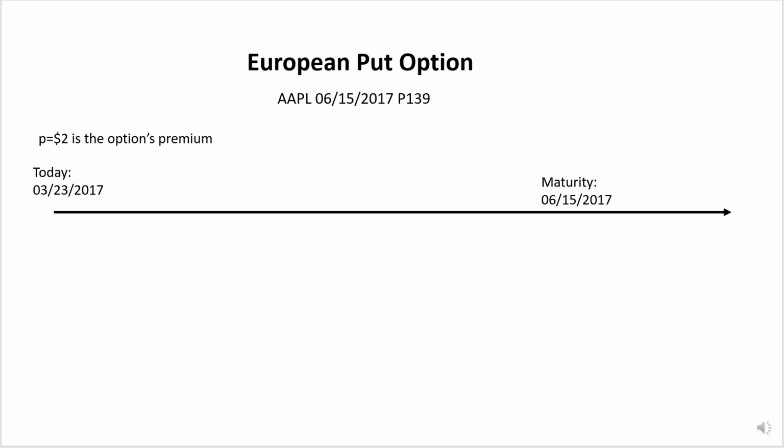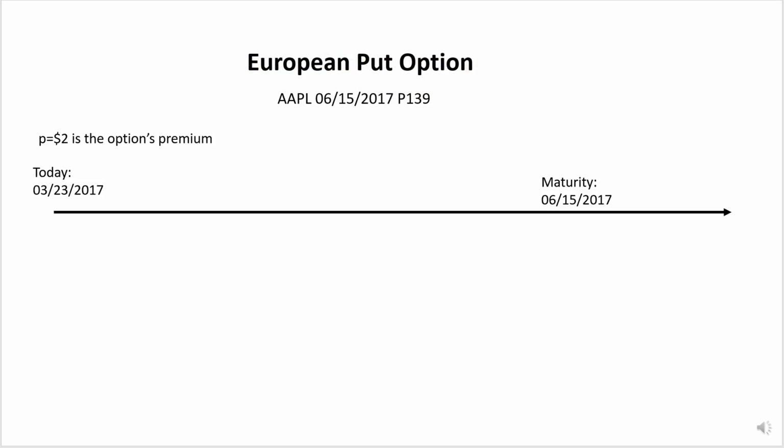Welcome to this video explaining the basic mechanics of a European put option. A put option is a derivative that gives its owner the right, and not the obligation, to sell an underlying asset in the future at a pre-specified price. The option is European when this right is granted only at maturity.